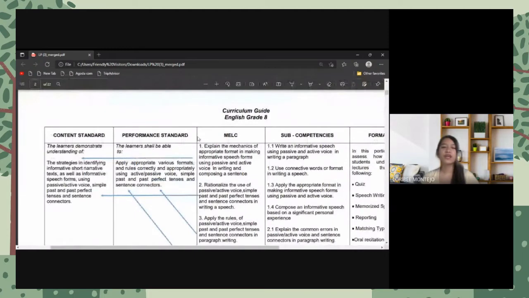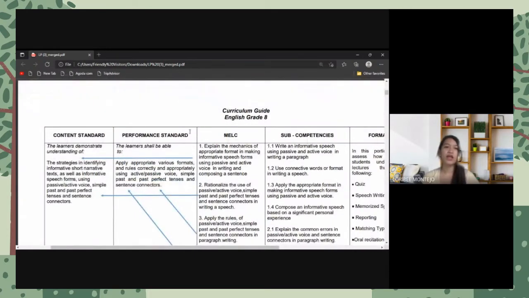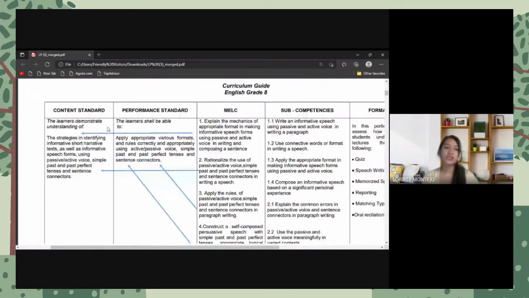But first, I will be explaining our content and performance standard. For our content standard, the learners demonstrate understanding of the strategies in identifying informative short narrative text as well as informative speech forms using passive and active voice, simple past and past perfect tense, and sentence connector.